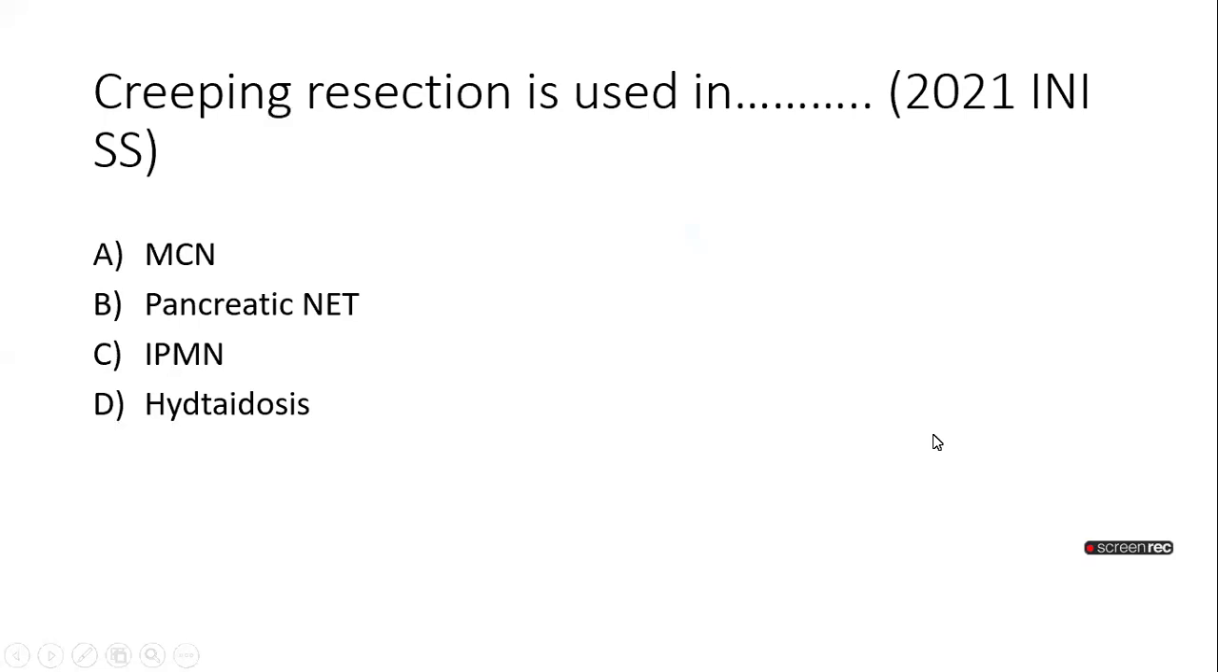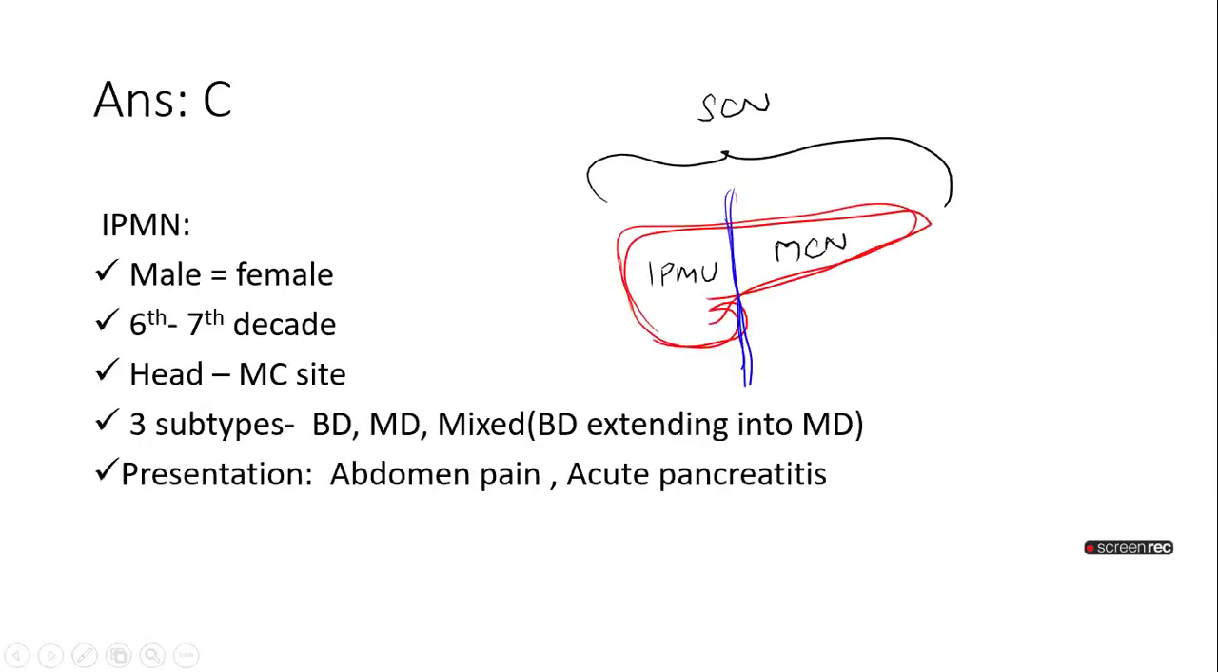Creeping resection is used in... This was a question asked in 2021 INI SS. The options are mucinous cystic neoplasm, pancreatic neuroendocrine tumor, IPMN, and hydatidosis. This is a straightforward question. We could answer it directly. The answer is C, IPMN. So we are going to see the most important points of IPMN.